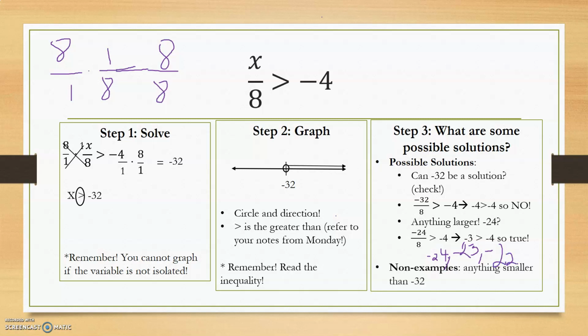Let's also talk about some non-examples. That means anything smaller than negative 32. So you could even say negative 32 is not an example, because that didn't work. Negative 33 would not be an example. Negative 34 would not be an example either, and so on, okay?